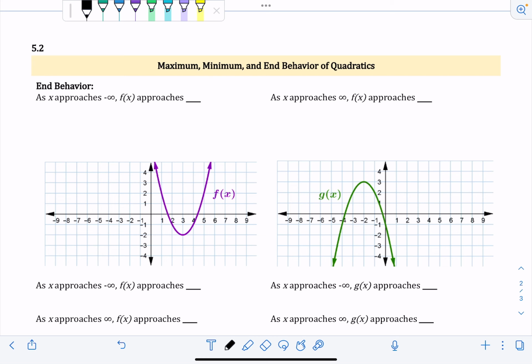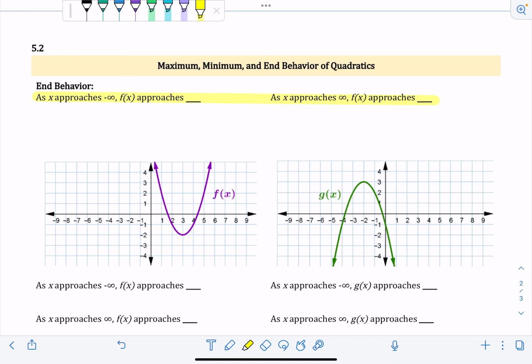So 5.2 is about maximums, minimums, and end behavior. It actually starts off with end behavior. Up at the top, what I have highlighted right here is your template for end behavior. It's always going to look the same, and we're just going to fill in the blank at the end depending on what the graph actually looks like.